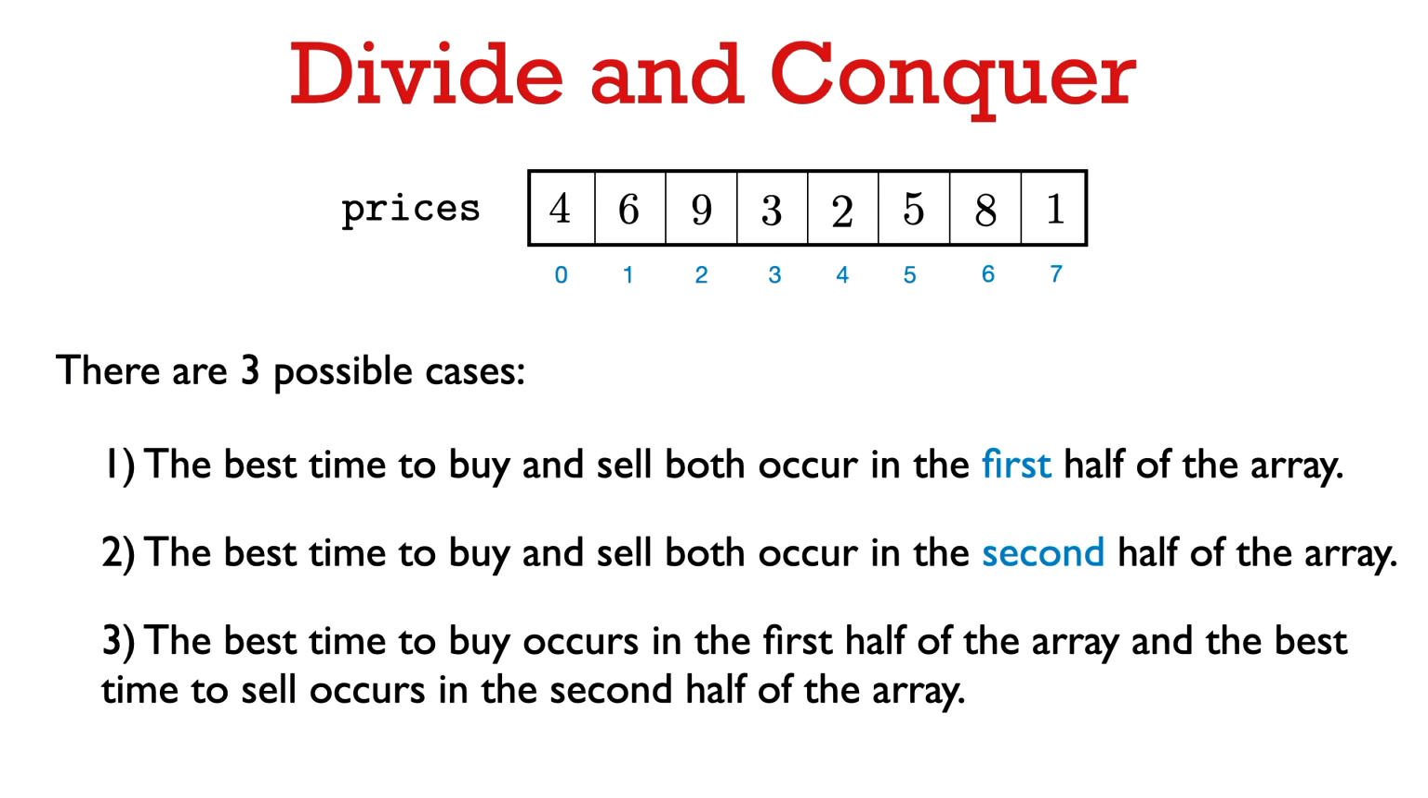Okay, so here's the idea. There are 3 possible cases for when the best time to buy and sell can occur. The best time to buy and sell could both occur in the first half of the array, or they could both occur in the second half of the array. And the remaining case is that the best time to buy occurs in the first half of the array, and the best time to sell occurs in the second half of the array. Okay, so if you think about it a little bit, you see that these 3 cases are exhaustive. Right? It has to be one of these 3 cases.